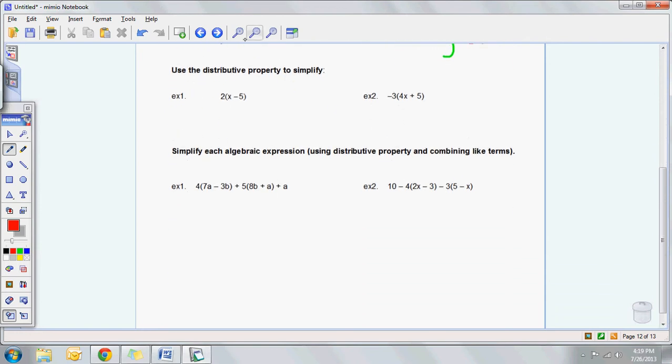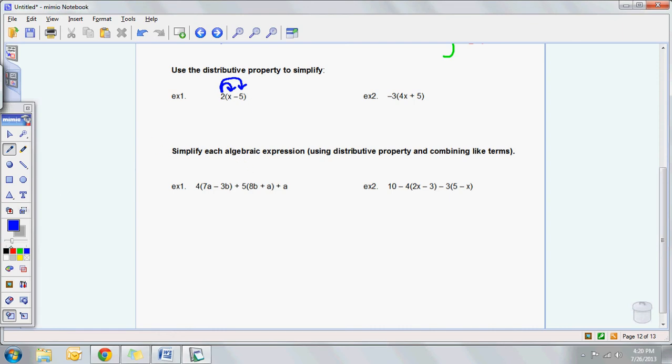So distributive property should look familiar. I see no like terms at this point, but I do see some parentheses that I have to get rid of. So in order to get rid of those parentheses, that's where the distributive property comes in, and you might remember it as the rainbow method. So in order to simplify this problem, usually I would follow order of operations, and I would maybe solve what's in the parentheses, but there's no way I can do x minus 5. That's not possible. So you're going to distribute that 2 to every term inside the parentheses.